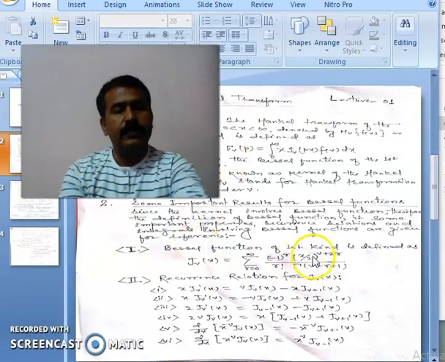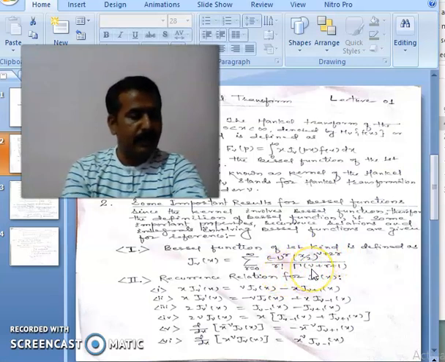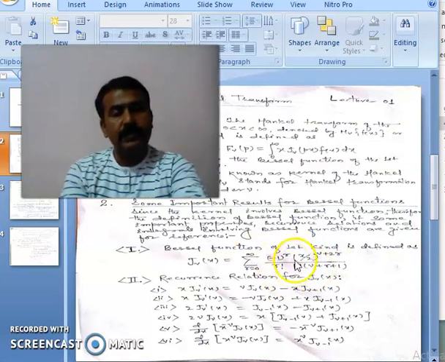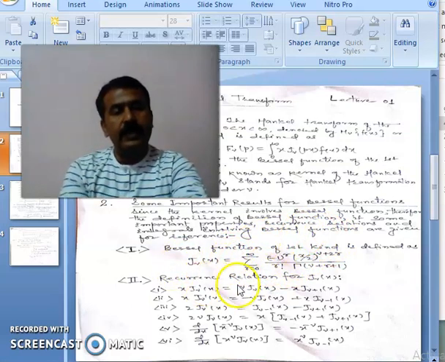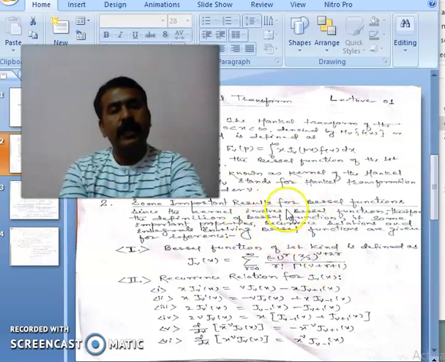Bessel's function of the first kind is defined by J_v(x) equals the summation from r equals 0 to infinity of (minus 1) to the power r, (x by 2) to the power v plus 2r, divided by factorial r gamma of (v plus r plus 1). So this is the Bessel's function of the first kind. Now the recurrence relations for J_v(x). Bessel's function and recurrence relations of the Bessel's functions are required for solving the problems of Hankel transform.